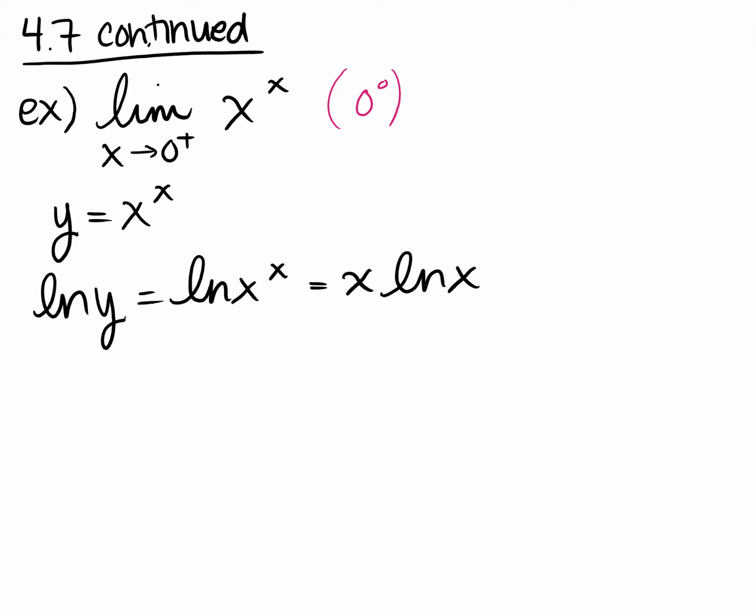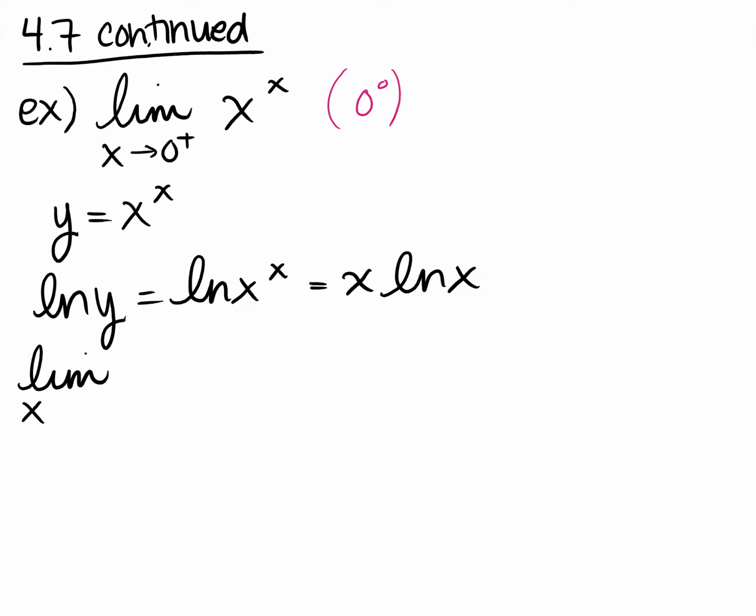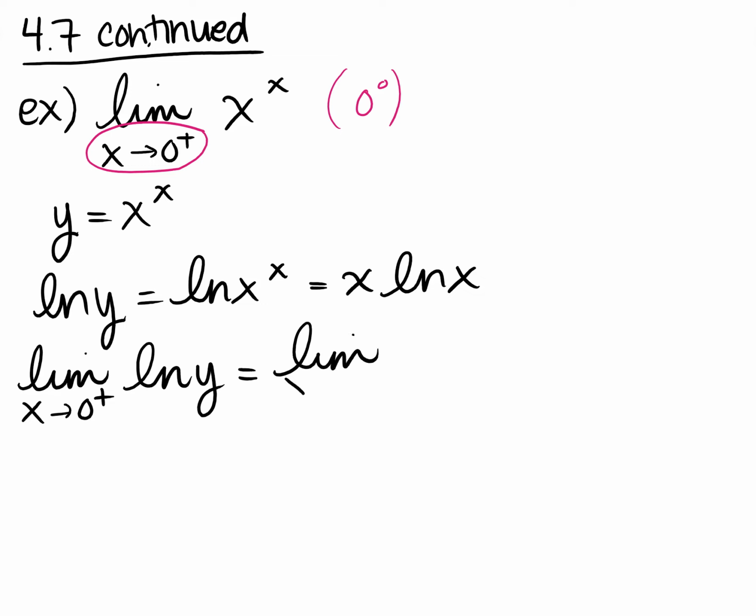Okay, so I'm going to take the limit as x approaches... So what am I approaching? I'm going to take the limit of the same thing that I have up here. So I have x going to 0 from the right. So that's what I'm going to take the limit of up here. And I'm just going to take the limit of both sides of this equation. So now I have the limit as x approaches 0 from the right of x natural log of x.